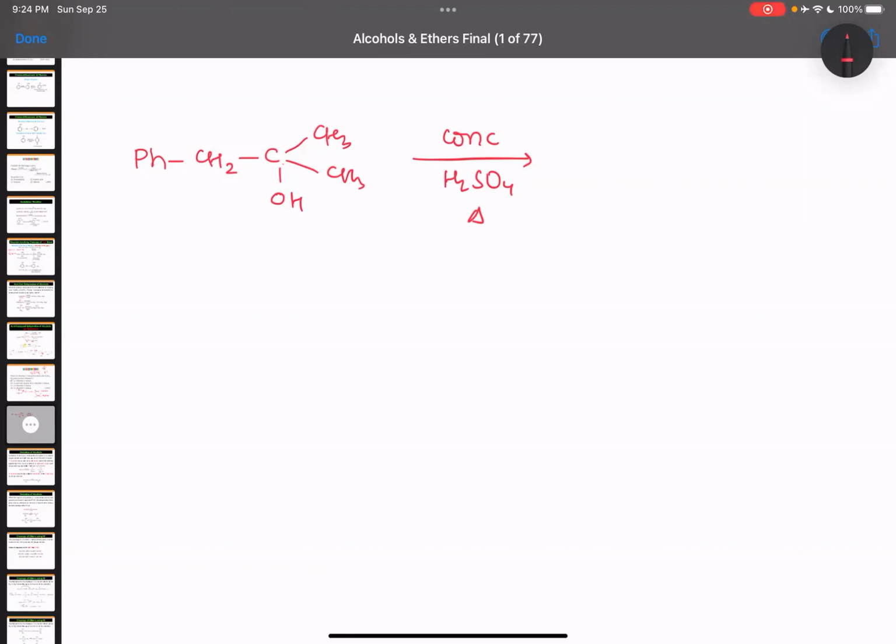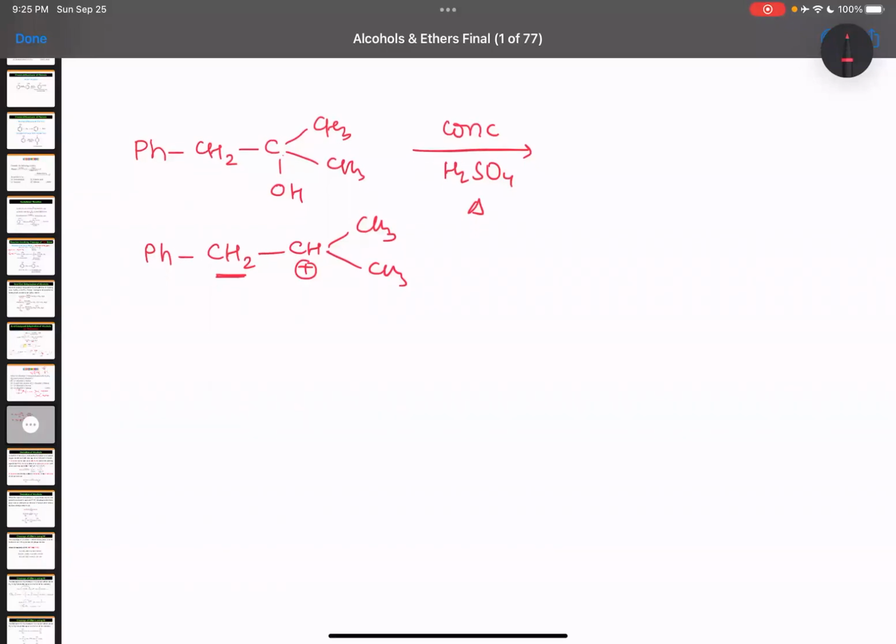So first of all, you are going to remove the OH group. That's for sure. You are going to protonate it and remove it as water, OH2. You will have a cation. And this cation, you are going to bring it closer to the benzene. Okay? Because that one is resonance stabilized.